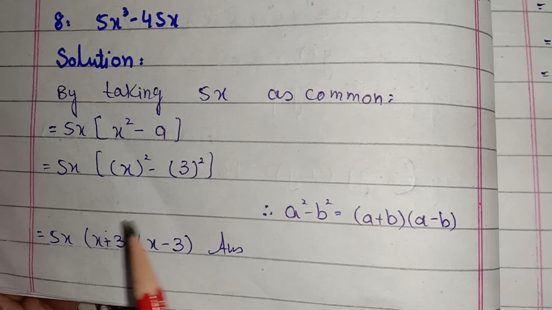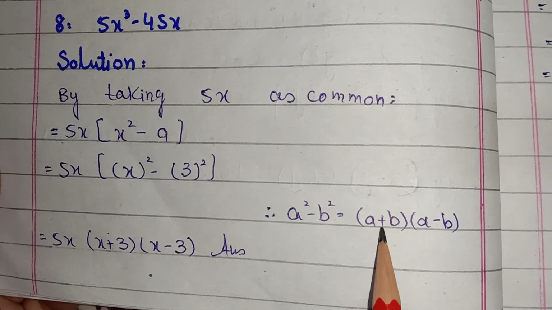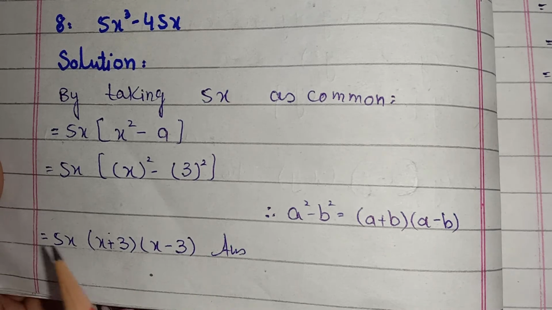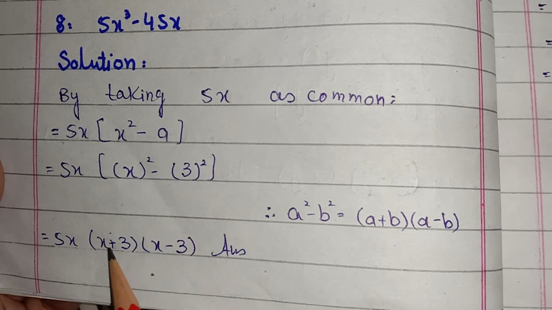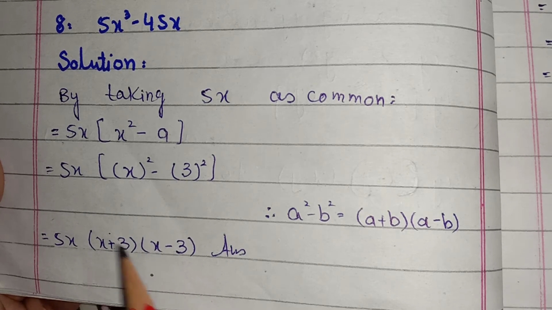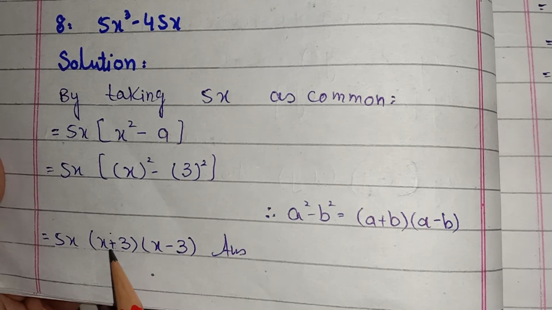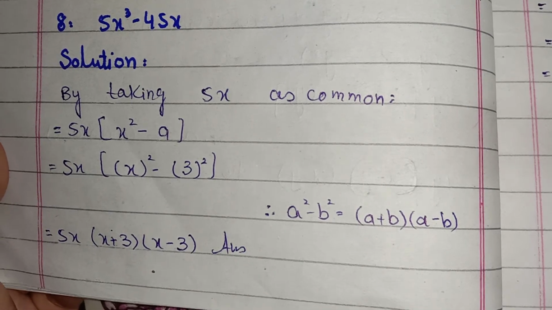Now we will use our formula a square minus b square is equal to a plus b into a minus b. Firstly we will write our common term 5x, then we will write our both square terms with having plus in them and then having minus in them. So we will write 5x into x plus 3 into x minus 3. This is our answer.